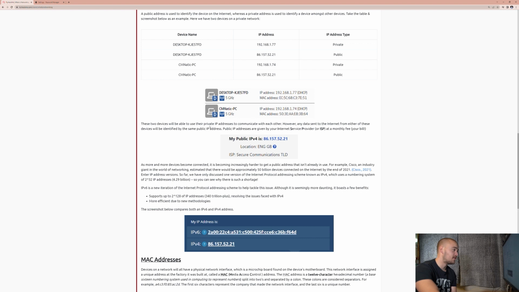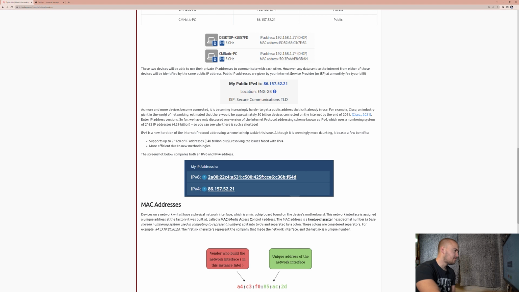So these two devices will be able to use their private IP addresses to communicate with each other. However, any data sent to the internet from either of these devices will be identified by the same public IP address. Public IP addresses are given by your internet service provider at a monthly fee. As more and more devices become connected, it is becoming increasingly harder to get a public address that isn't already in use. For example, Cisco, an industry giant in networking, estimated that there will be approximately 50 billion devices connected to the internet by the end of 2021.